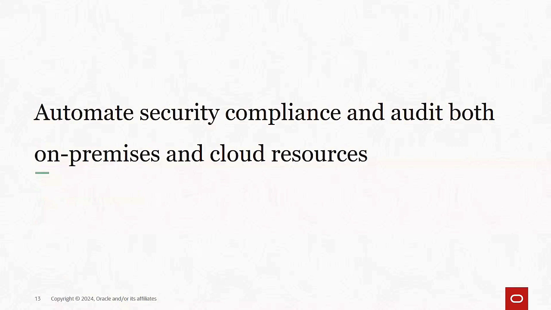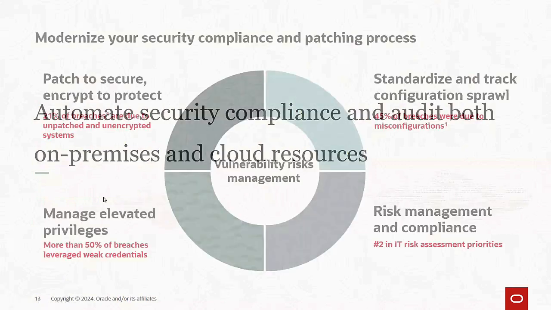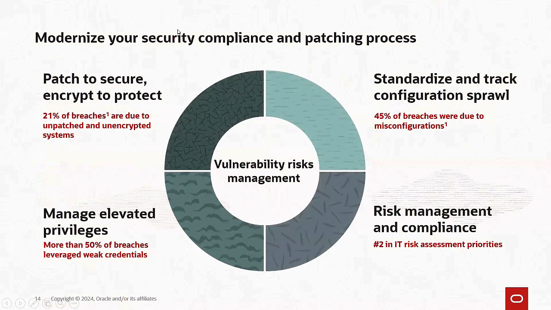Thanks, Raj. Moving on, let's see how we can automate security compliance and audit both on-premise and our cloud resources. Based on breaches we have seen in industry, customers look at 4 key macro areas to secure their environment. First is patch to secure and encrypt to protect, which is patches that are available but not applied and encryption is not used. We have seen 24% breaches in this area.